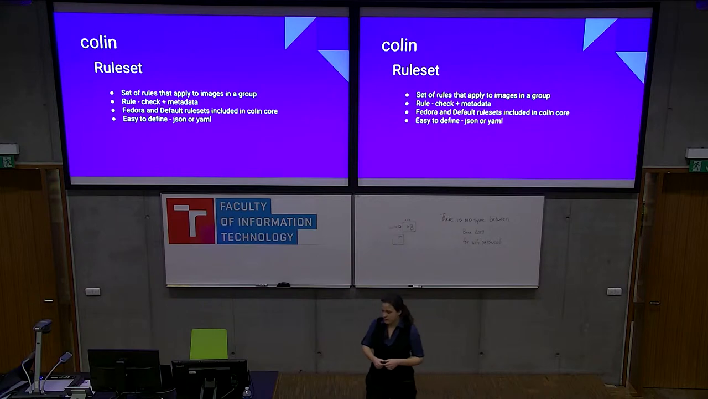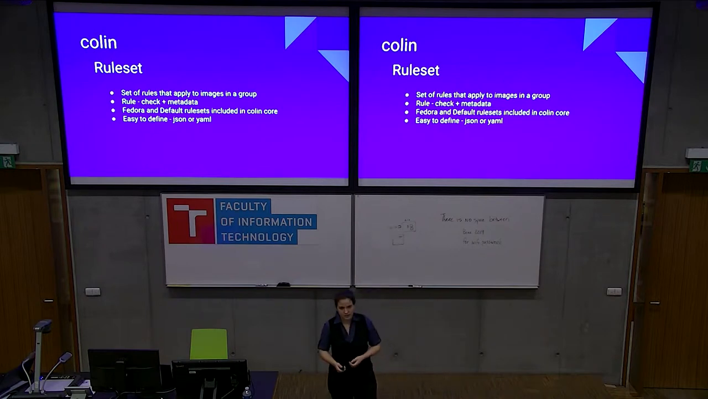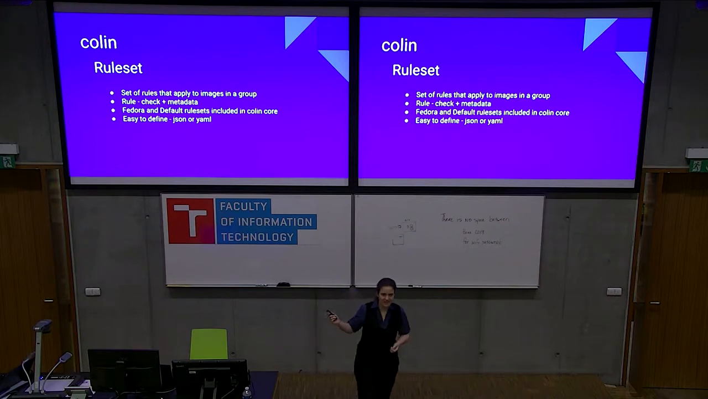Okay, so we have the checks, but we need to specify that I have, for example, Fedora. What checks are applied to Fedora? And so you create a rule set. A rule set is a JSON or YAML file. You can choose. It's really easy to use, easy to write.